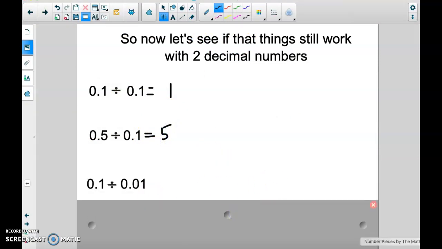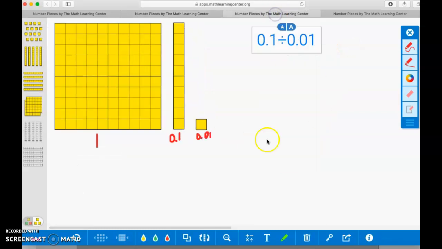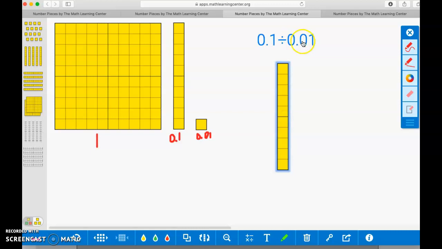Now, if we're dividing by 100th, right? I'm still starting with a 10th. But how many 100ths are there? Well, there's 1, 2, 3, 4, 5, 6, 7, 8, 9, 10. Oop, didn't make a dot. 10. So the answer here would be 10.